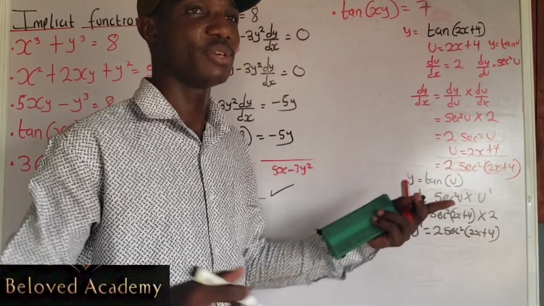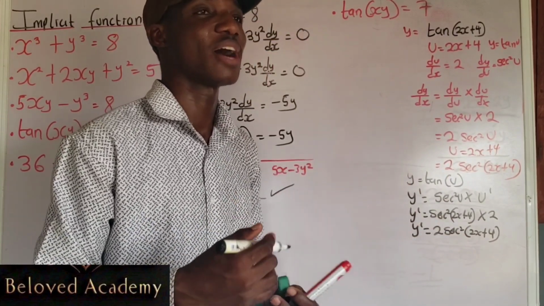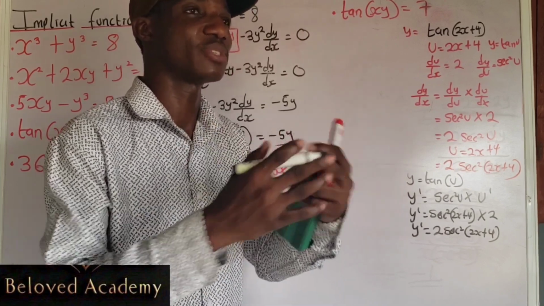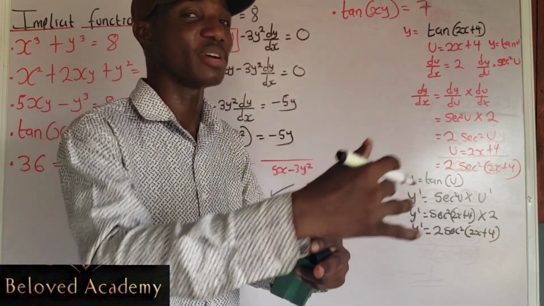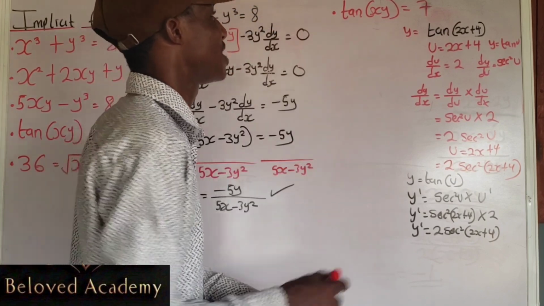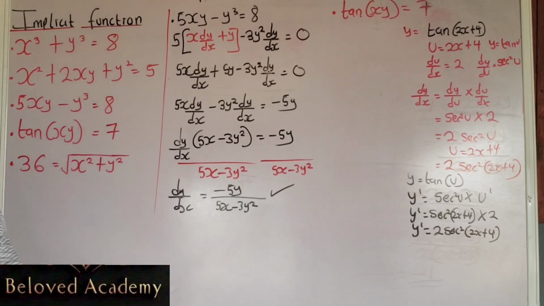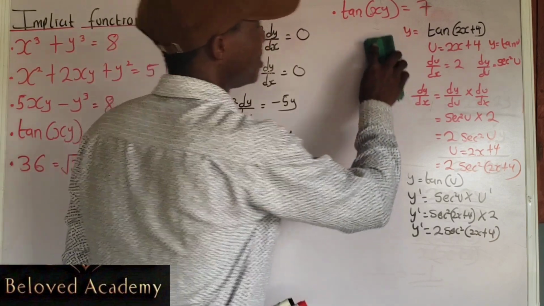Just know that if you differentiate tan u with the chain rule, you're going to have sec squared u multiplied by the derivative of u, where u is the function inside the bracket, the inner function. Okay, so now let's go back to our question. We have tan xy equals 7. How do we find the derivative of this implicitly? Let me erase this.